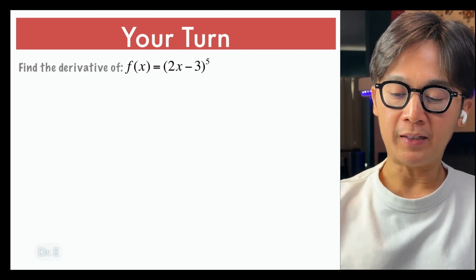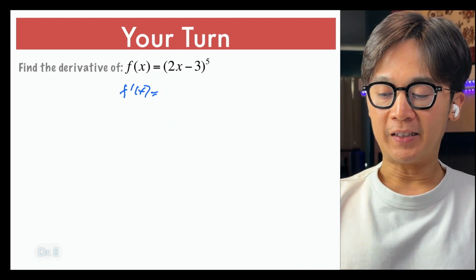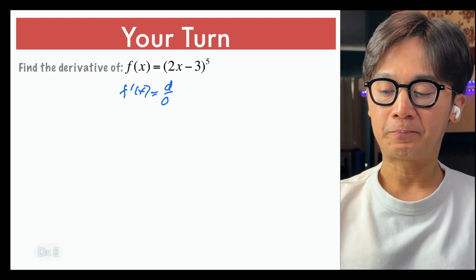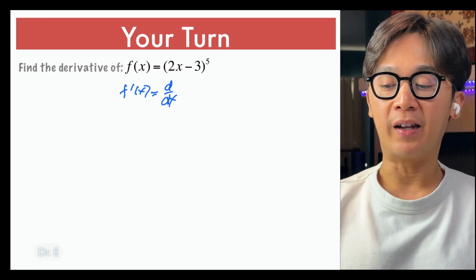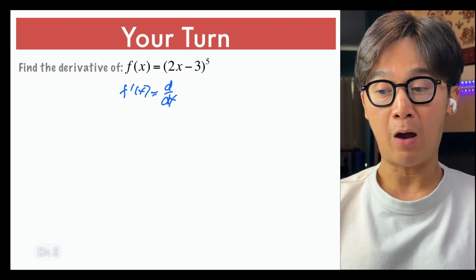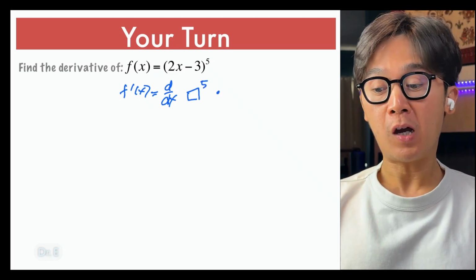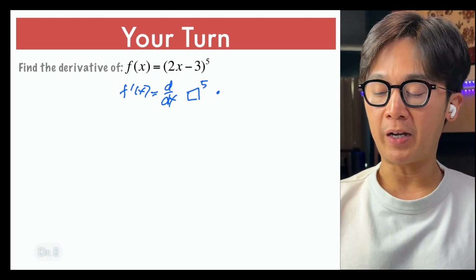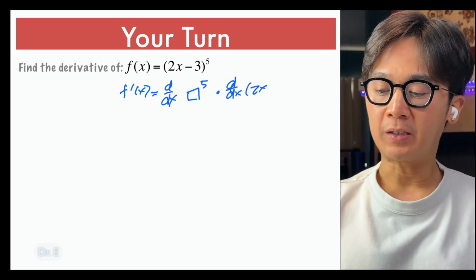So to answer this, f prime of x is simply the derivative of the main function, and we know that the main function here is box to the 5th power, times the derivative of the sub-function g of x, which is 2x minus 3. So we have d/dx of 2x minus 3.